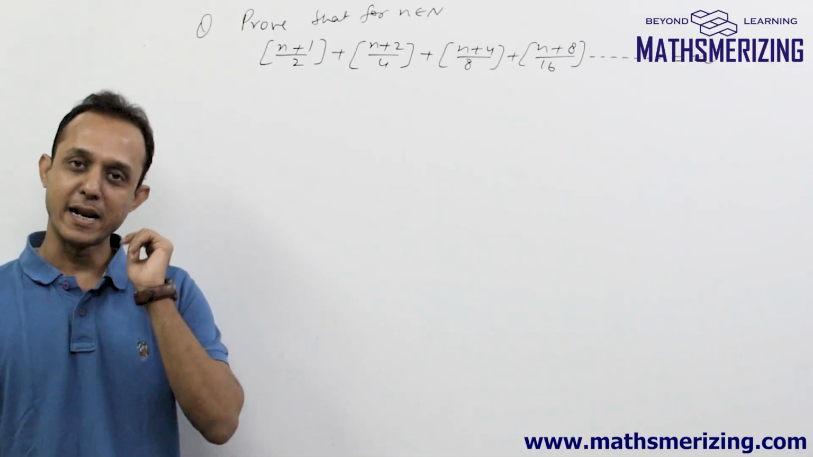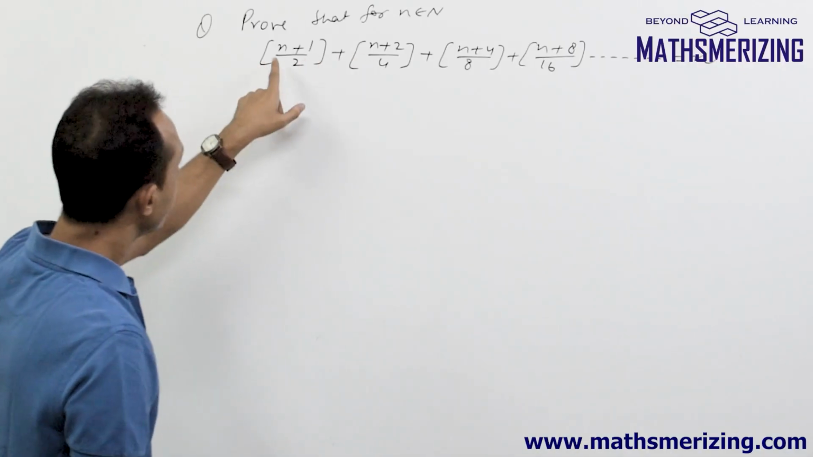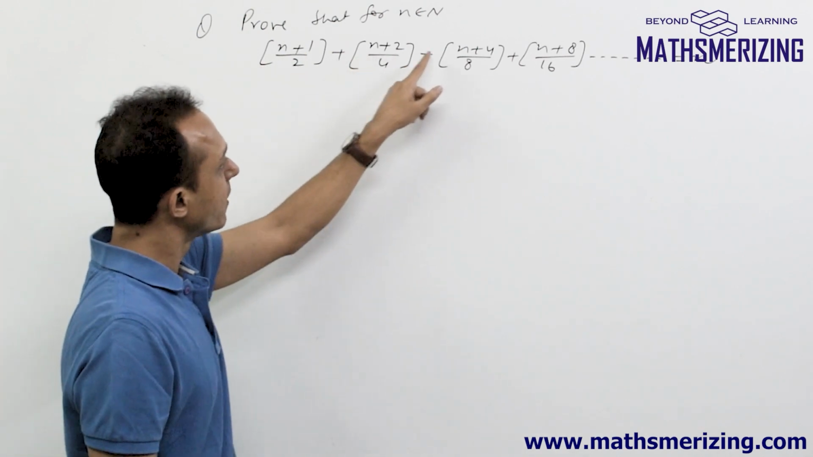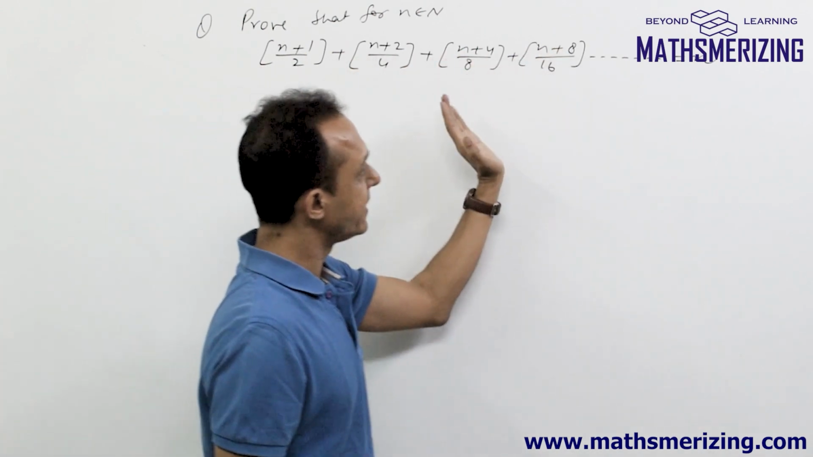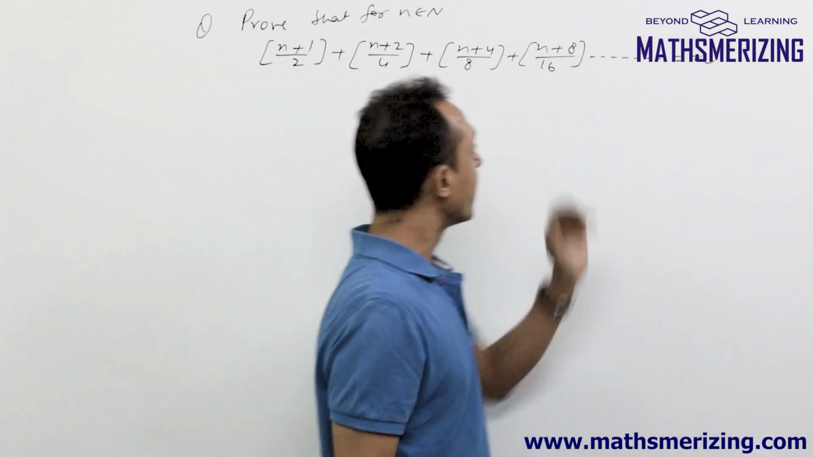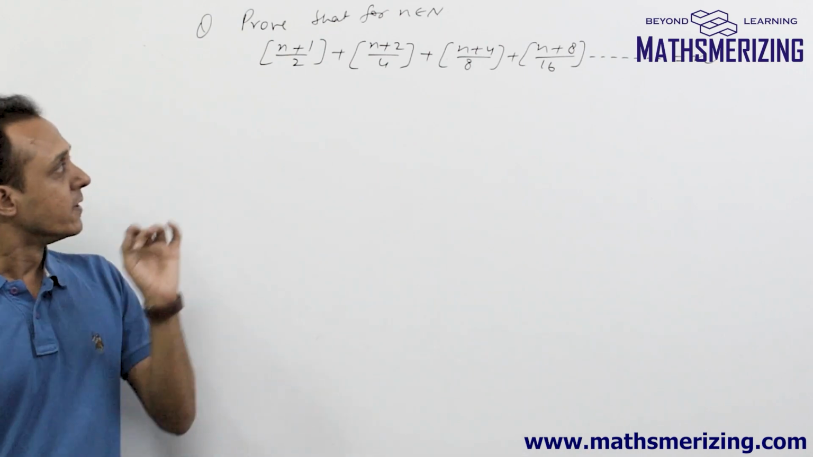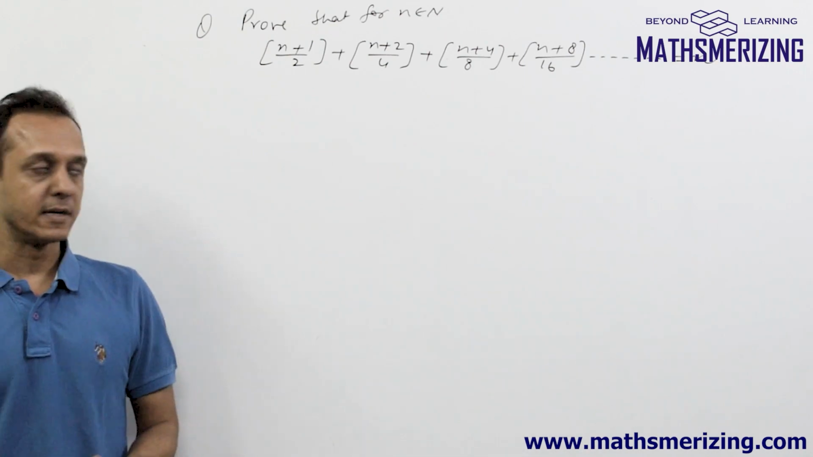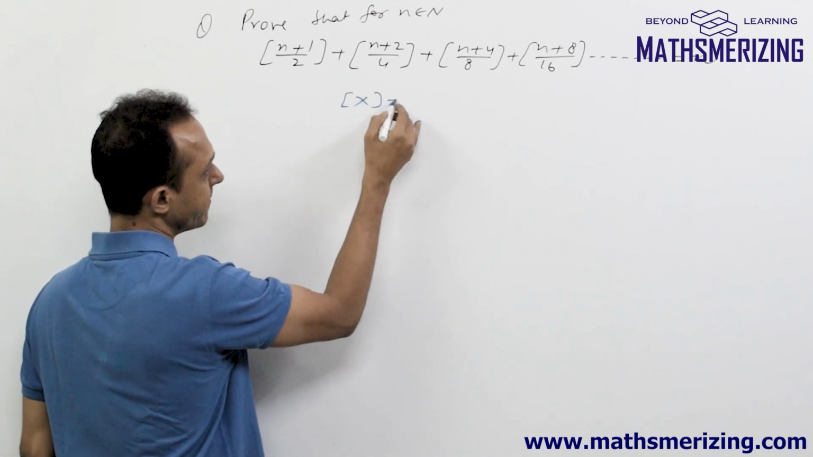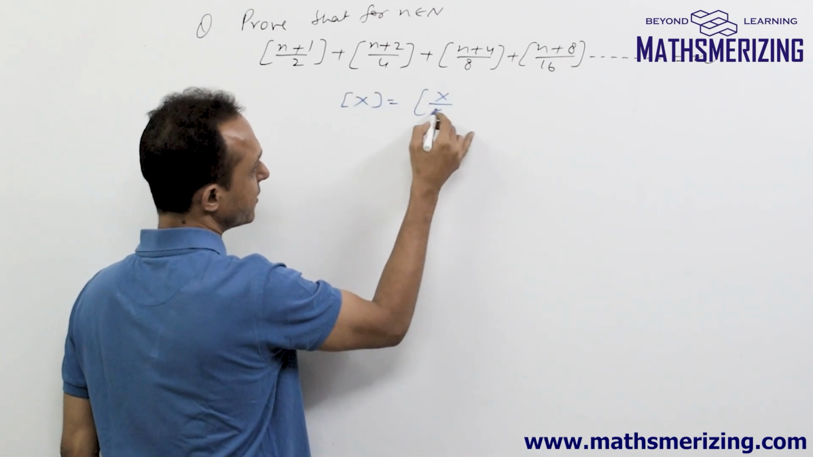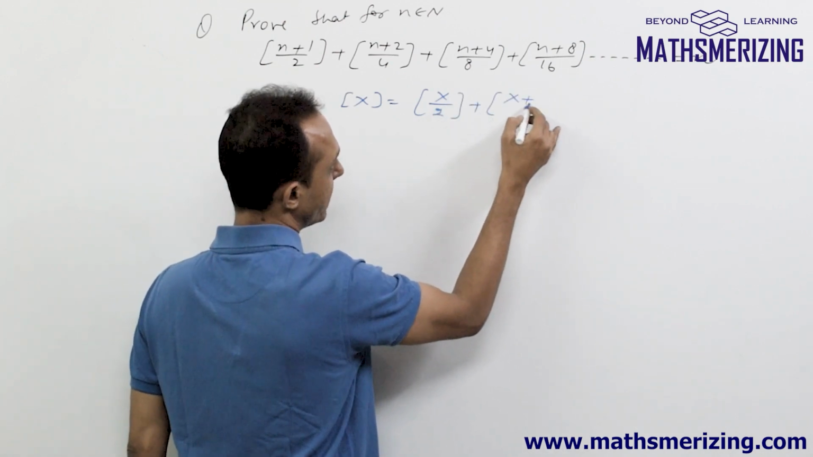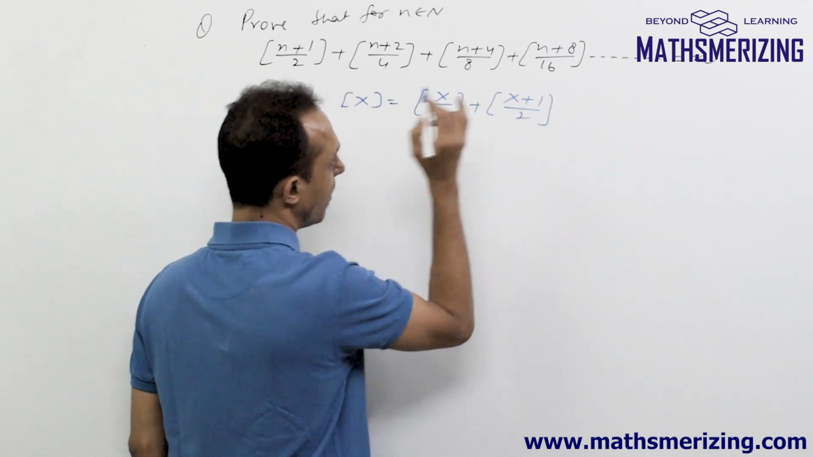So now the question is, for any natural number n, prove that the greatest integer function of n plus 1 by 2, plus the greatest integer function of n plus 2 by 4, n plus 4 by 8, n plus 8 by 16, and it will go on up to infinite, and this value is equal to n. Now in order to prove this result, I need to prove a separate result, which is I can write the greatest integer function of x as the greatest integer function of x by 2 plus the greatest integer function of x plus 1 by 2.